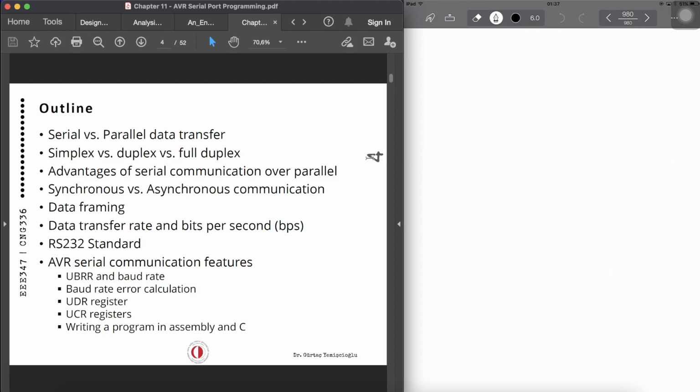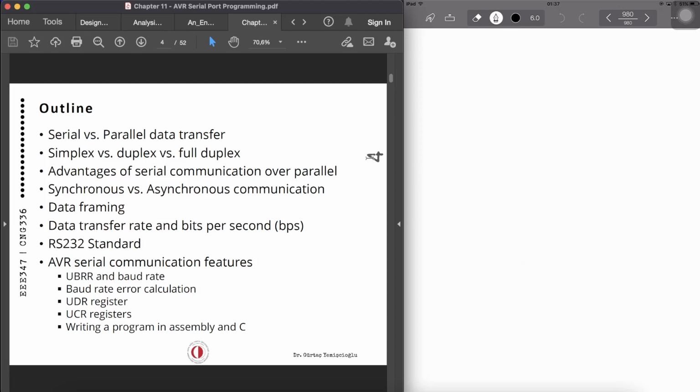So here is the outline of the lecture. We'll talk about the difference between serial and parallel data transfer, the different terminologies like simplex, duplex, full duplex, advantages of serial communication or parallel, asynchronous communications, how data is framed and sent from one side to the other, data transfer rates, how we do the calculations, and some standards that we are using and that are still in the literature.